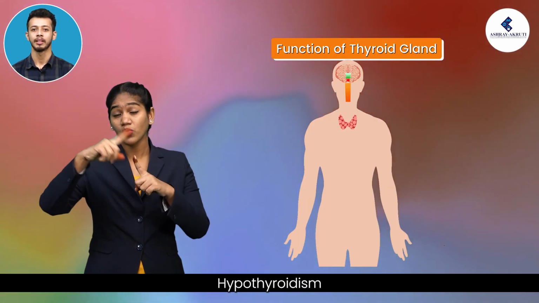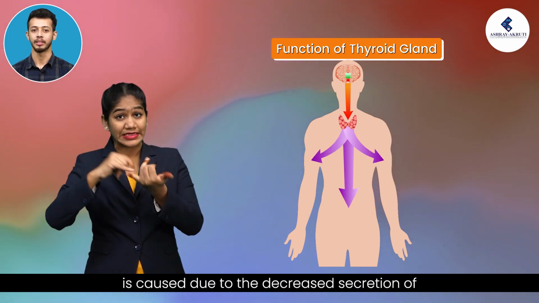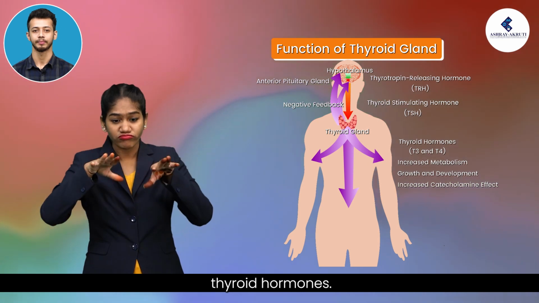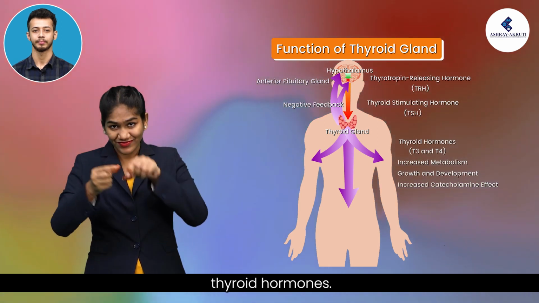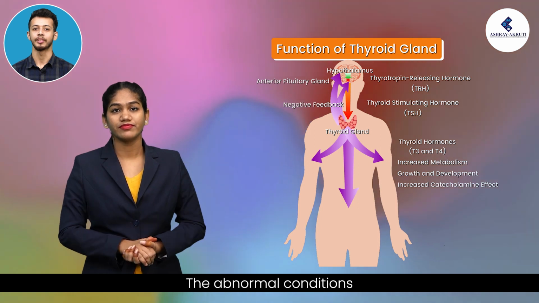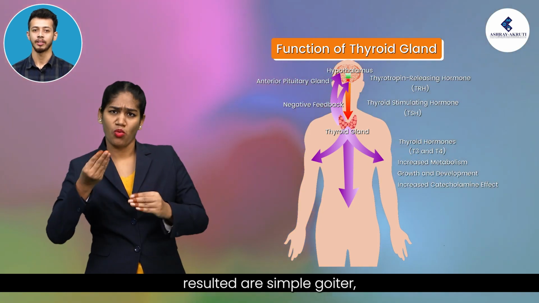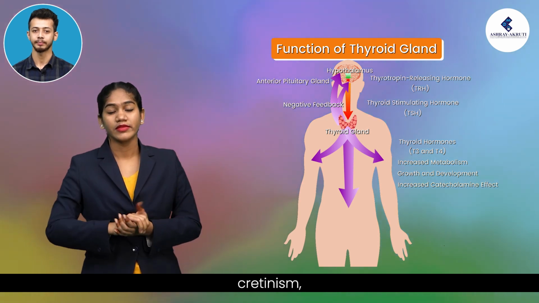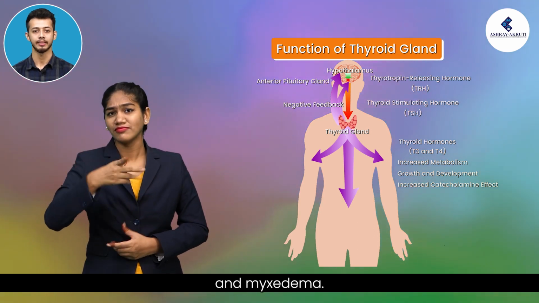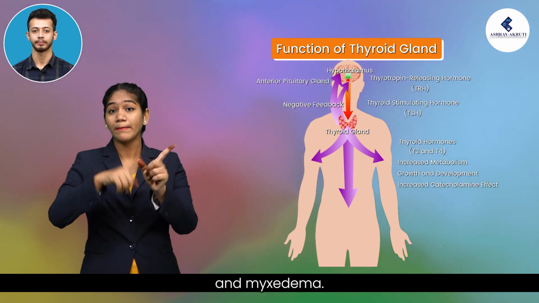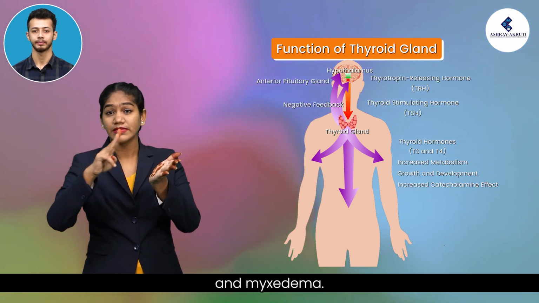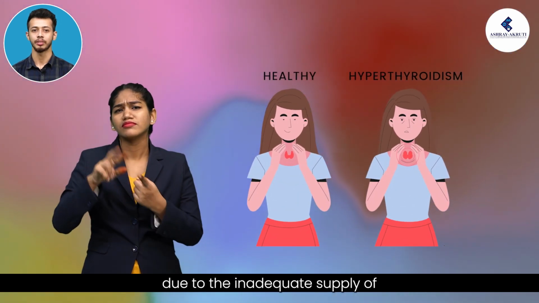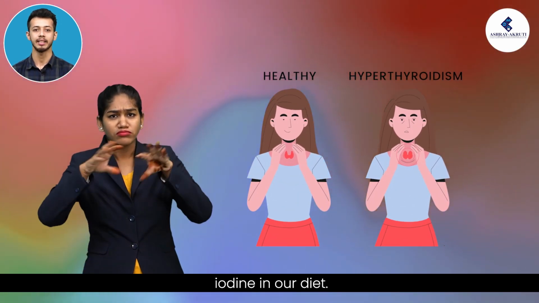Hypothyroidism is caused due to the decreased secretion of thyroid hormones. The abnormal conditions resulted are simple goiter, cretinism, and myxedema. Goiter is caused due to the inadequate supply of iodine in our diet.